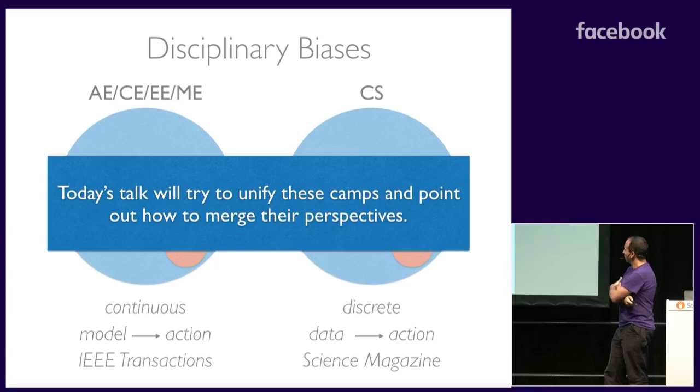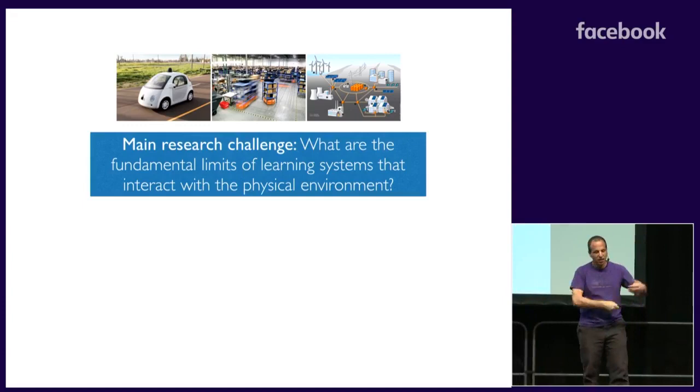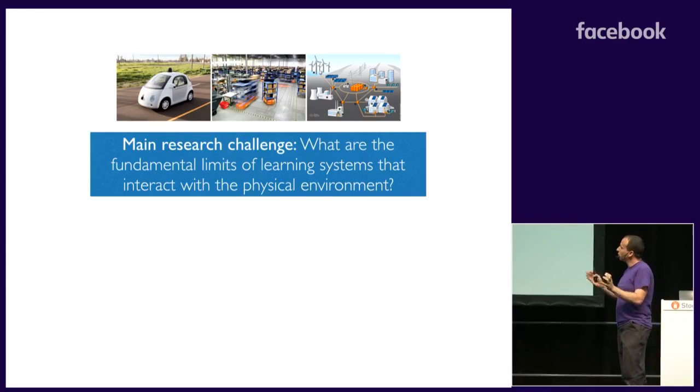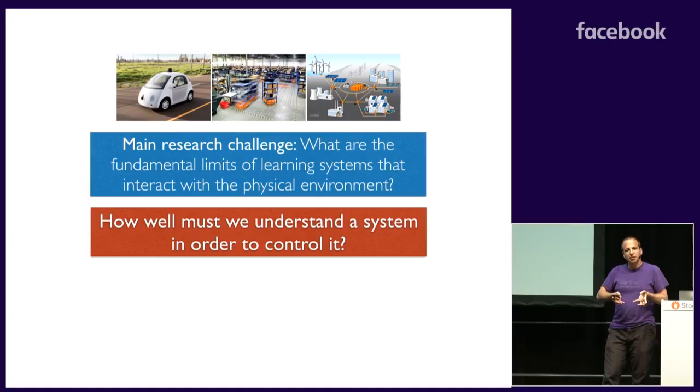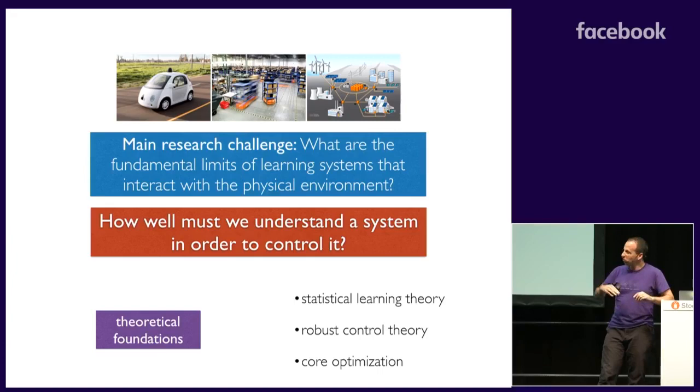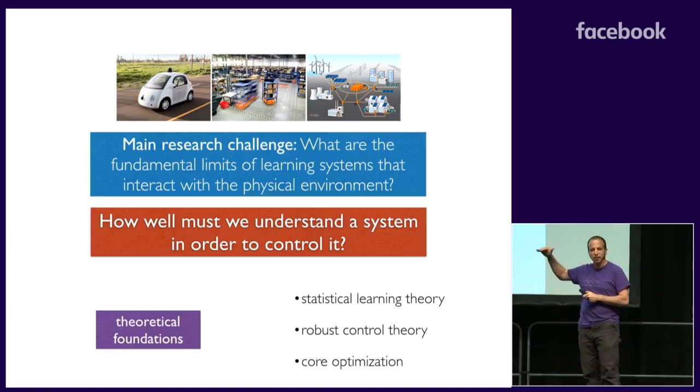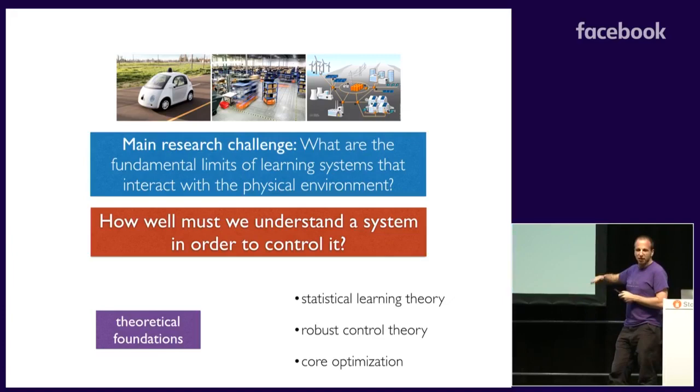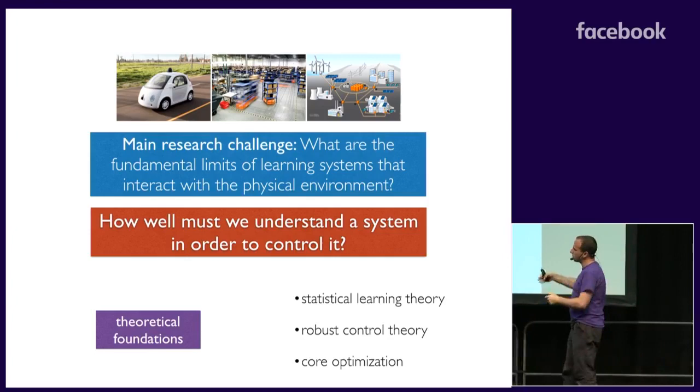Okay, so as I mentioned at the beginning, the kinds of things I'm interested in is trying to understand what are the limits of learning systems that interact with a physical environment. And I'm going to narrow that down a little bit today to just talk about how much we have to understand systems in order to do control. The foundations of this will be, I'm a theorist at heart. There will be experiments that will appear in the talk. But at its foundation, it's going to be trying to merge the camps of a view from learning theory and a view from control theory. And for me, really, the most important thing here will be optimization. So the core optimization will kind of unite everything.